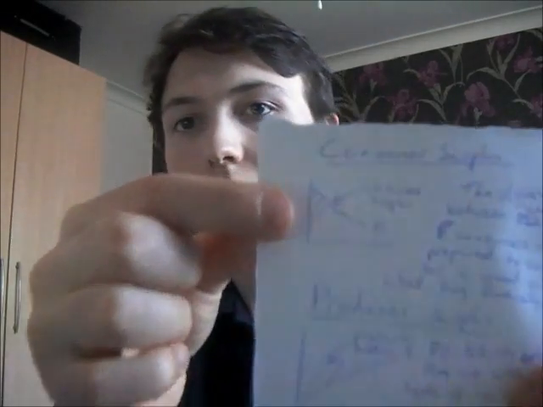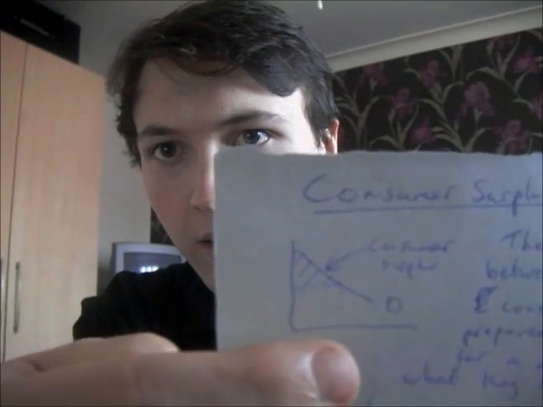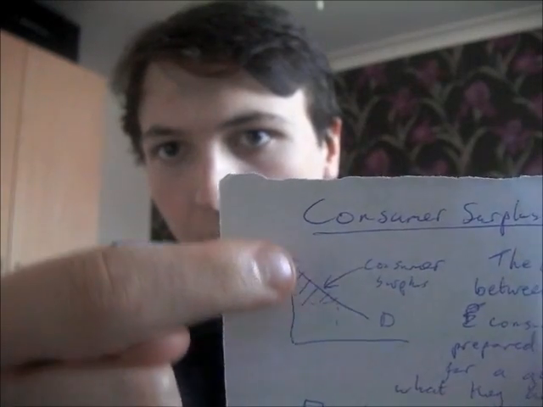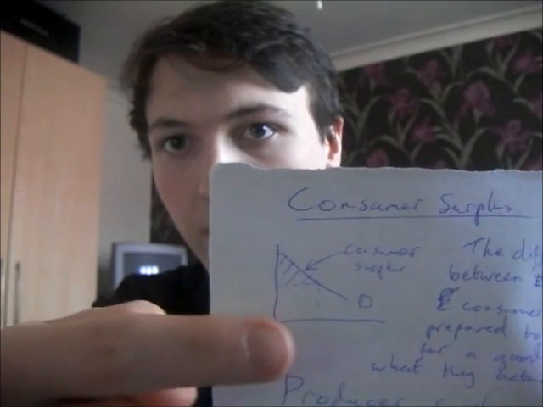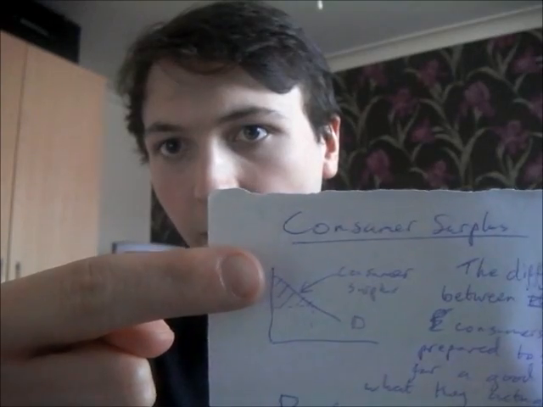Okay, now the consumer surplus. I'll just show you a little diagram. If you can see that, it's just a demand curve, and at the quantity, go across to the price, and above the price but below the demand curve, this area is the consumer surplus. So this is what's actually paid, and this is what the consumer is willing to pay. Okay. It's the difference between what consumers are prepared to pay for a good and what they actually pay.